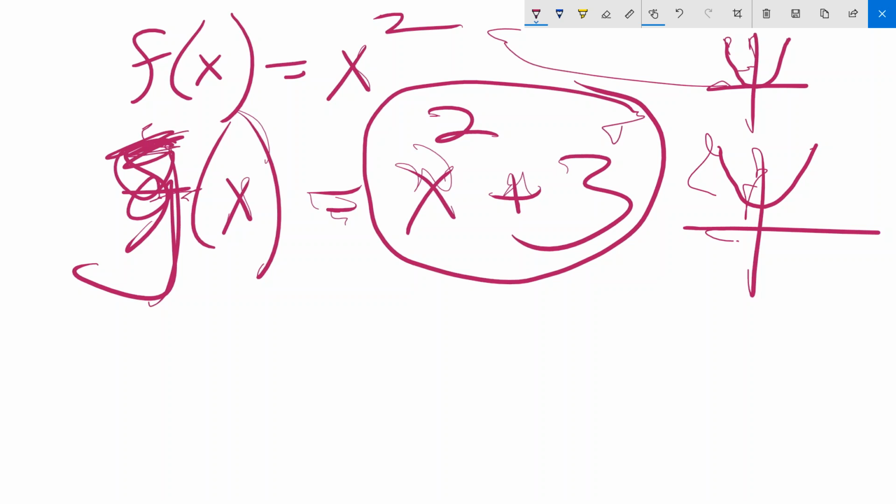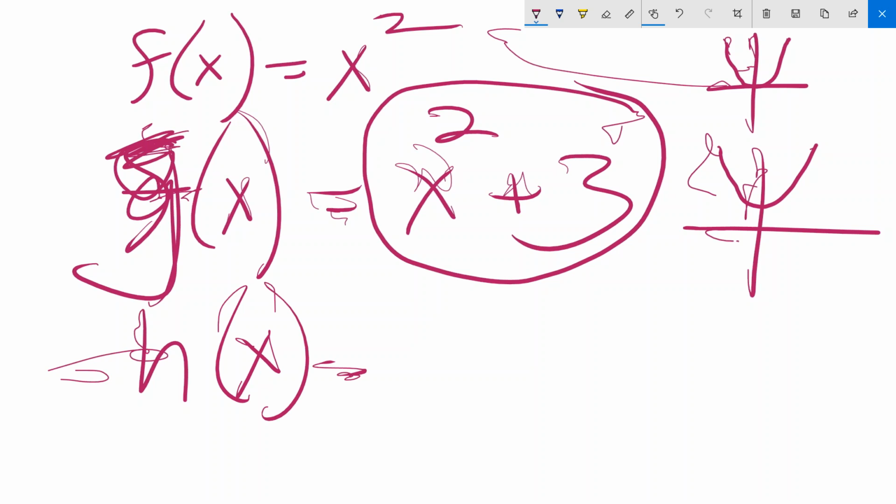Okay? So what if I said h of x equals minus x squared? Is that inside or outside the function? Outside. Meaning it's vertical or horizontal? Horizontal. Nope. Got to get that right. You got to get inside is horizontal, outside is vertical. Always. Memorize that. So this is outside the function.